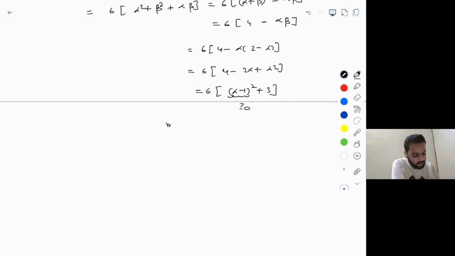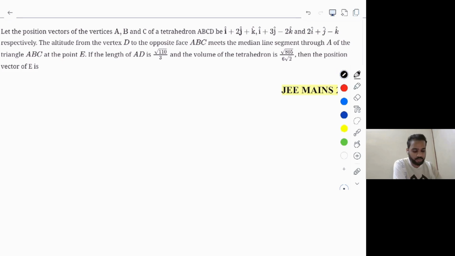So that is why the minimum of this value will be 6 times 0 plus 3, that is equal to 18, because the minimum value of (alpha minus 1) whole square is 0. This happens when alpha is equal to 1. So for alpha equal to 1, we get the minimum value, which is equal to 18. Right? Let's take the next question.